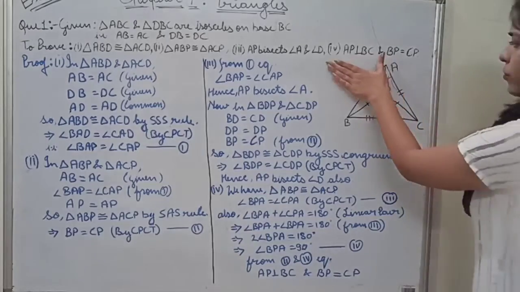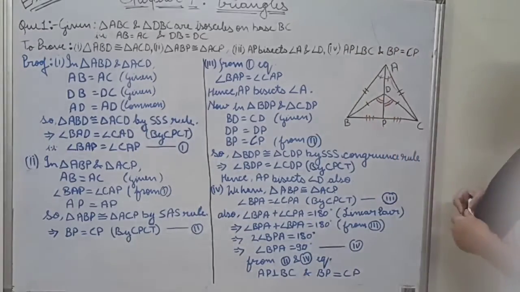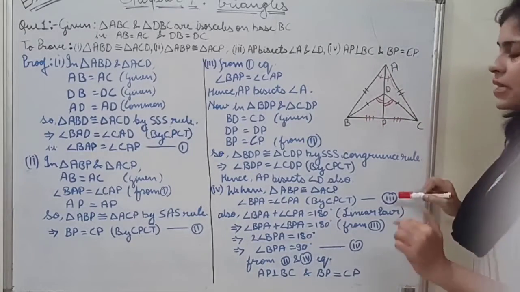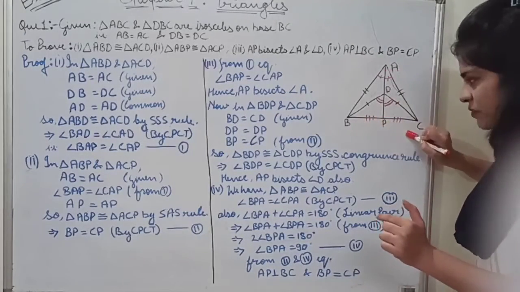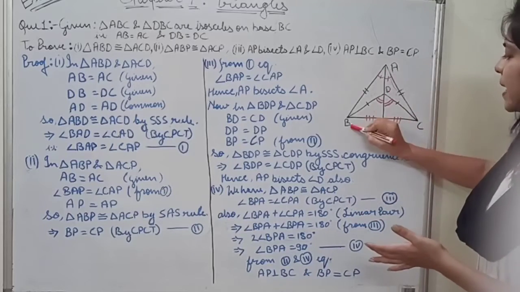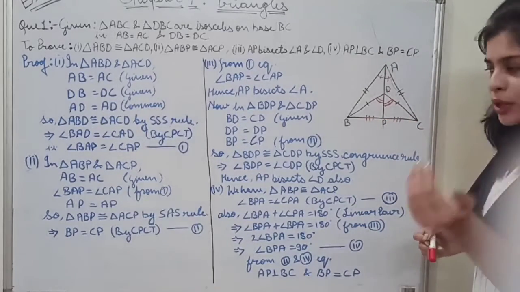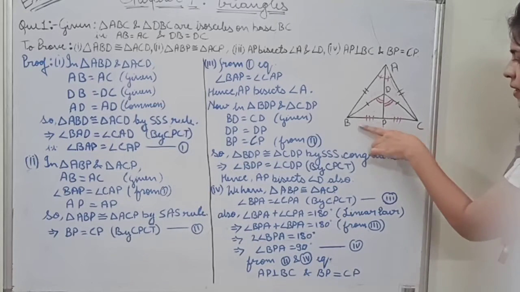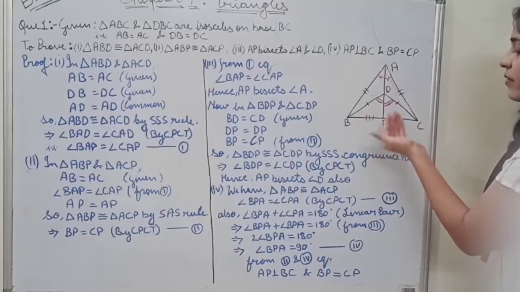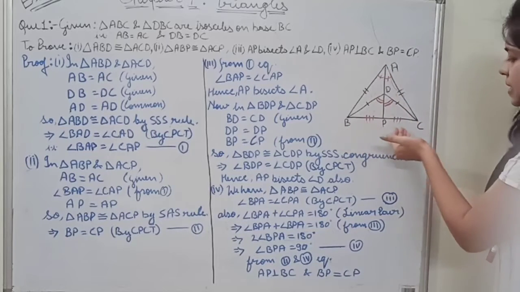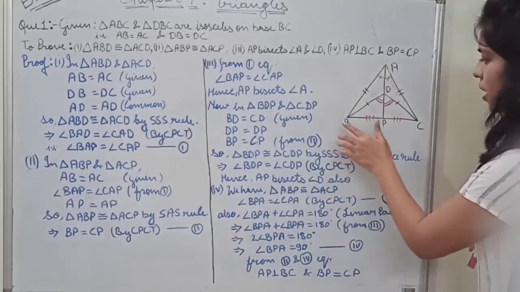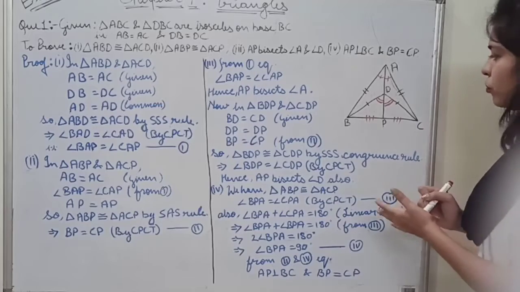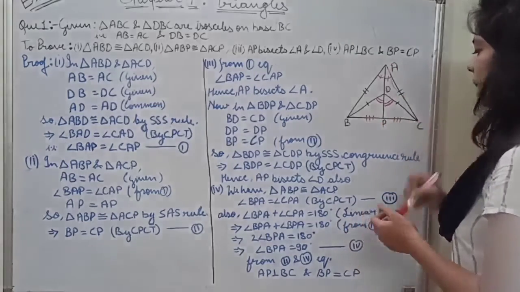Okay, now let us come to the fourth point, the last point. It is AP is the perpendicular bisector of BC. That means AP is perpendicular to BC. First we have to prove that AP bisects BC. Already we know that P is the midpoint of BC, that is BP equals CP. It means AP is bisecting BC, from equation number 2. Only we need to prove further that AP is perpendicular to BC.